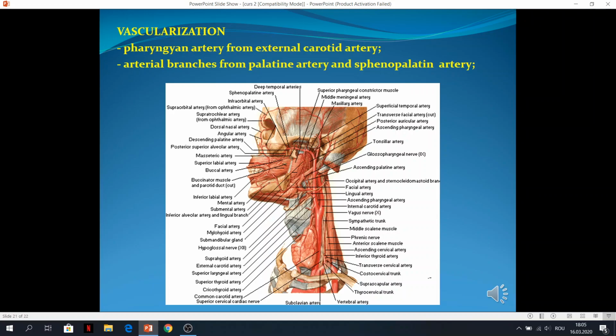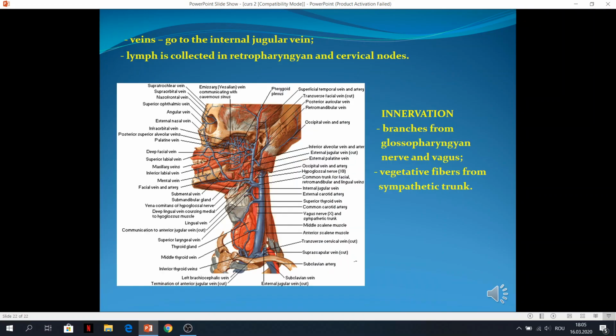Finally, vascularization. Pharynx has its proper artery, the pharyngeal artery, which is a branch right here. You can see it. It's a branch from the external carotid artery, but it receives other branches from the palatine region and from the sphenopalatine. You can see here sphenopalatine. It's a big artery which gives branches for the upper part of the pharynx, for the nasopharynx. Venous blood is collected by the veins. You can see here there are a lot of veins. All of them go to the internal jugular vein.